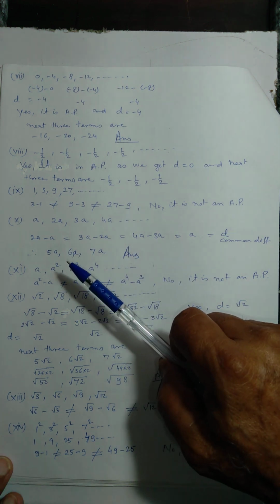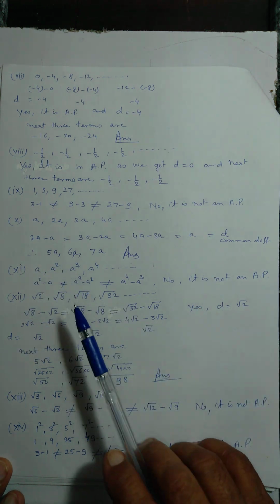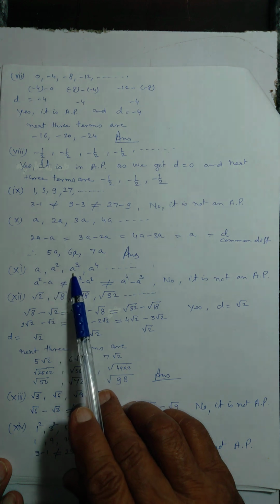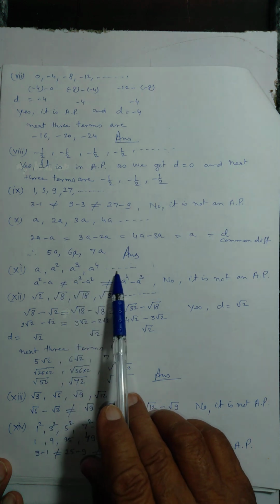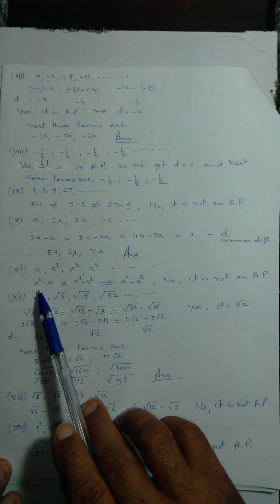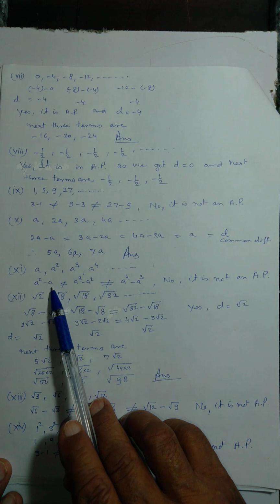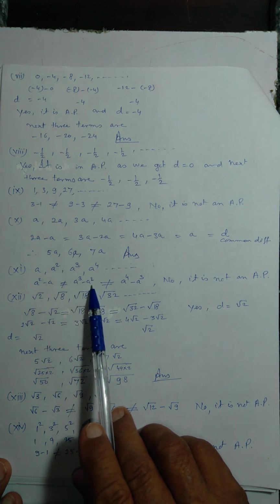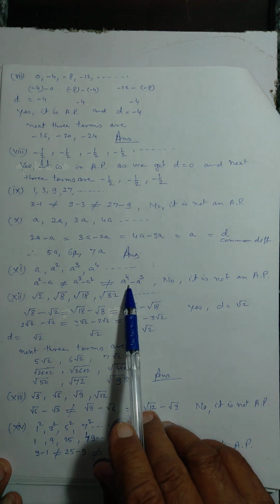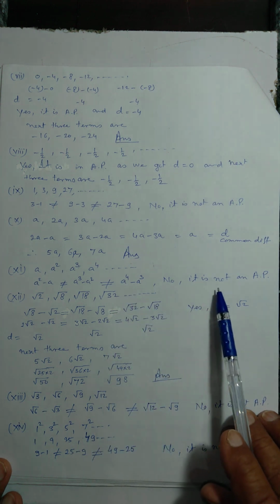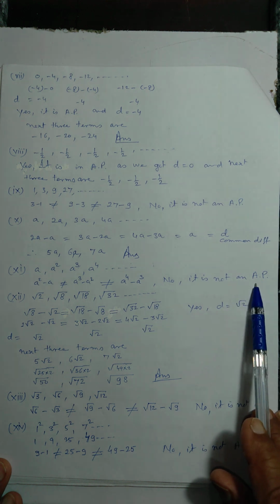Now come to the 11th part, that is A square, A cube, A4 and so on. Here if you subtract the preceding term from the succeeding term, A square minus A is not equal to A cube minus A square. It is not equal to A raised to power 4 minus A raised to power 3. No, it is not an AP.